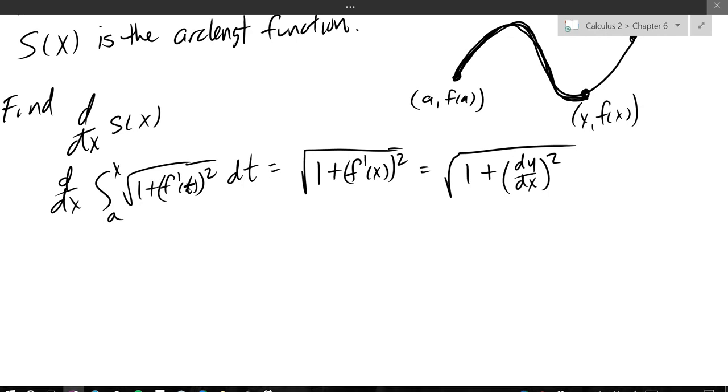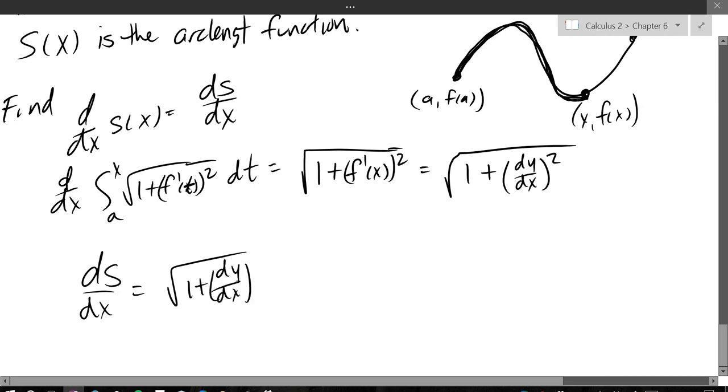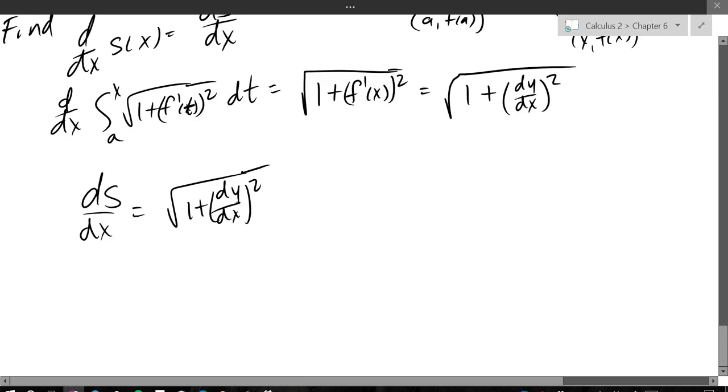And then ds over dx equals the square root of 1 plus dy over dx squared. And if we multiply by dx, we can get ds equals the square root of 1 plus dy over dx squared, and then outside, dx.